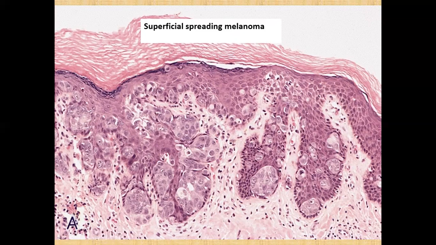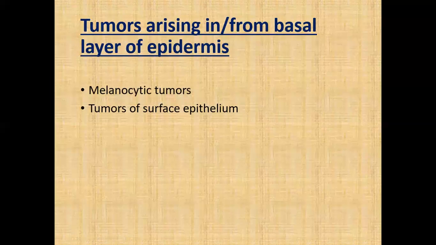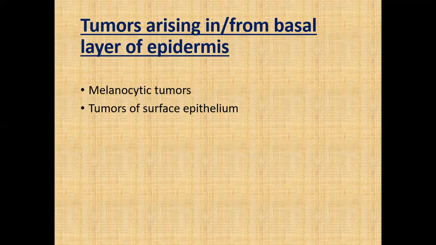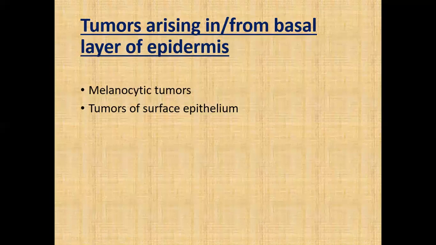So this ends all the different kinds of skin tumors that arise and are limited only to the epidermis. Now we will discuss those skin tumors that arise in and from the basal layer of the epidermis. There are only two kinds of tumors that arise from the basal layer of the epidermis.